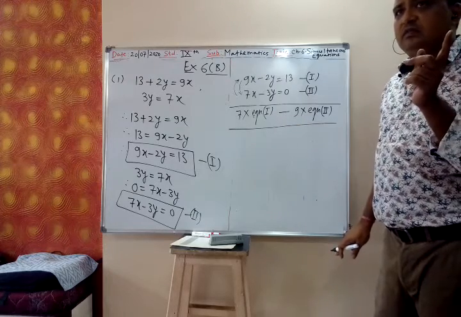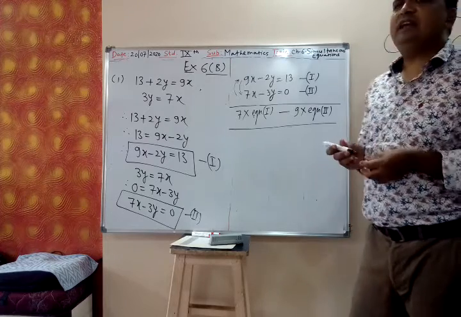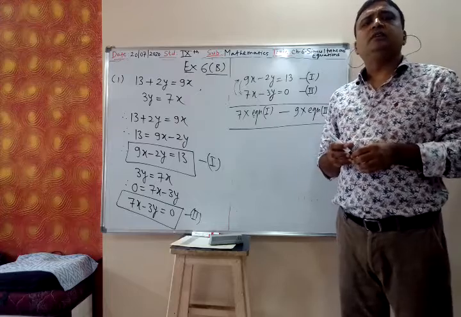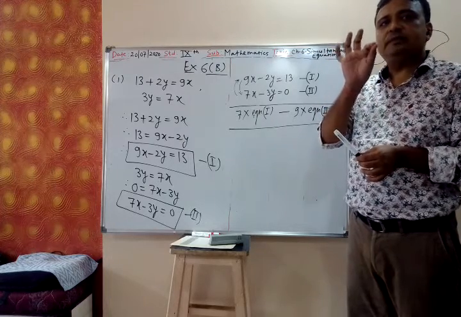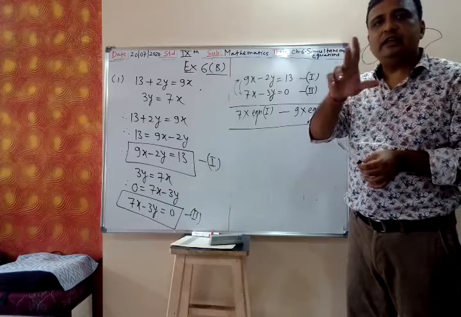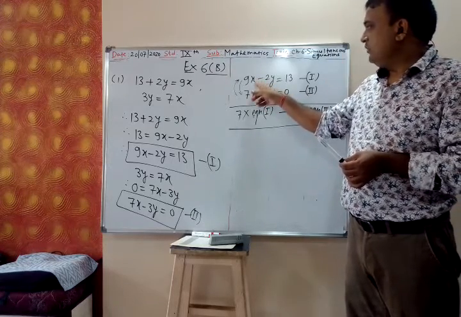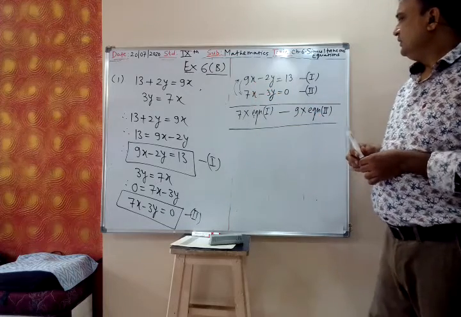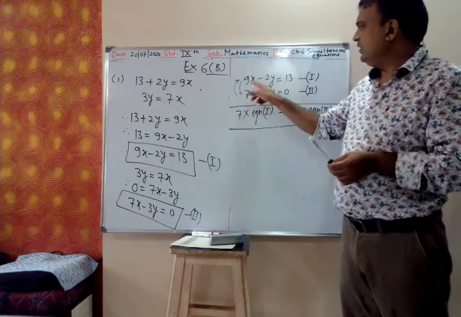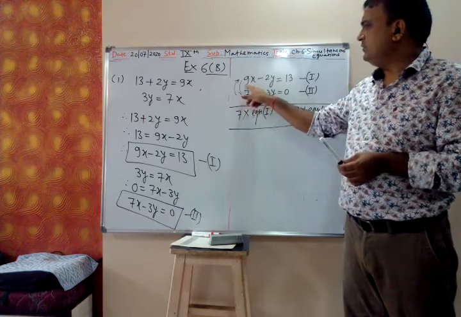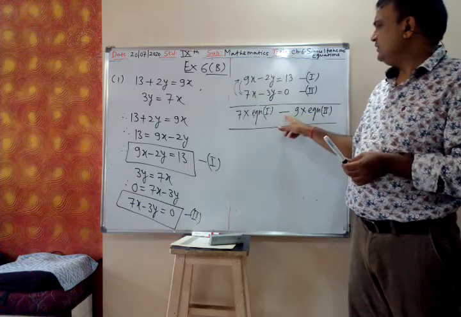Whenever they have the same sign, you have to subtract. Opposite sign, you have to add. This you remember. Why will you get confused? You have to see the sign. What is the sign of 9? Plus. What is the sign of 7? Plus. Same sign, so you have to subtract.